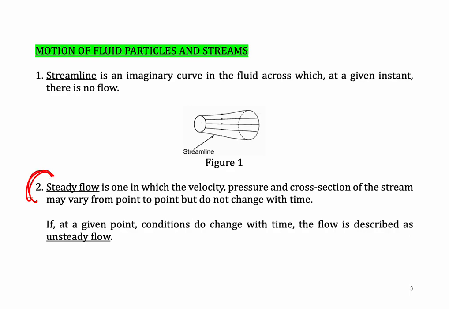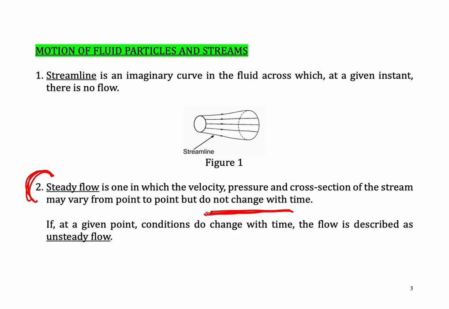So we go for the steady flow first. Steady flow is one in which the velocity, pressure, and cross-section of the stream may vary from point to point, but do not change with time. So this is the keyword for steady flow. So steady flow means you may have differences in velocity, pressure, cross-section and so on, but the values of those things cannot change with time. If at a given point conditions do change with time, the flow is described as unsteady flow.